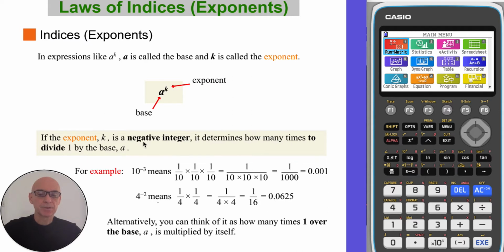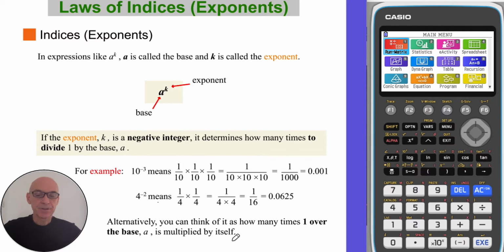If the exponent is a negative integer, it determines how many times to divide 1 by the base a. For example, 10 to the power of negative 3 means to divide 1 by the base 10 3 times. That's equal to 1/1000. 4 to the power of negative 2 means to divide 1 by the base 4 2 times, and that's equal to 1/16.